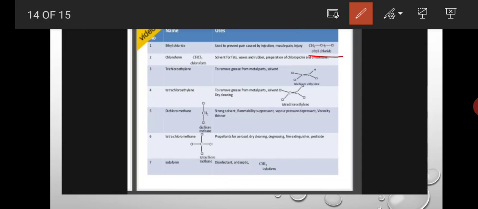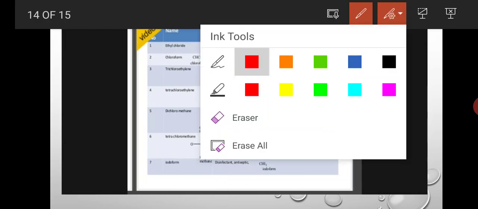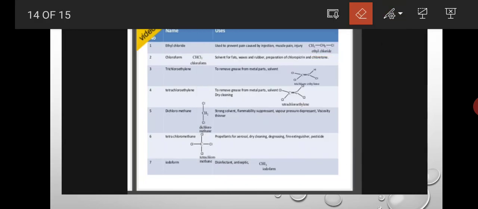And next is chloroform, CHCl3. This is a solvent for fats. In many reactions chloroform is used as a solvent. And for waxes and rubber, preparation of chloropicrin and chloretone, in these situations chloroform is used.